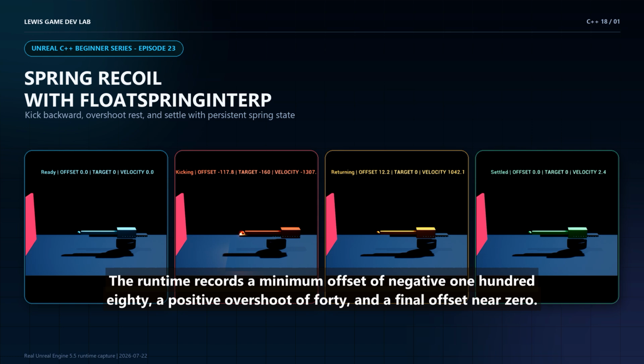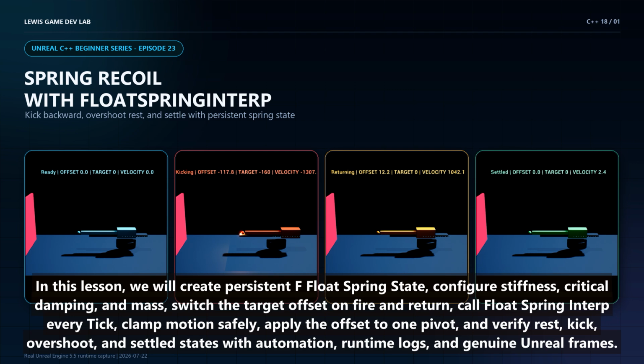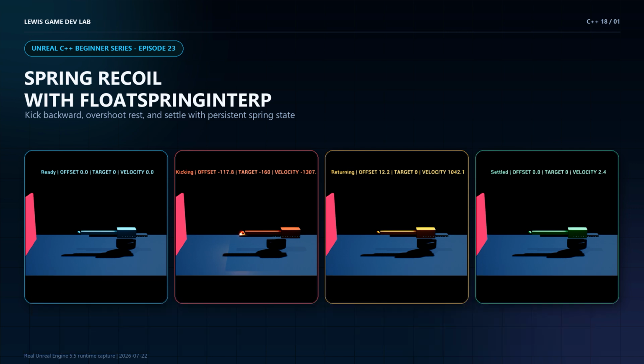In this lesson, we will create a persistent FFloatSpringState, configure stiffness, critical damping, and mass, switch the target offset on fire and return, call FloatSpringInterp every tick, clamp motion safely, apply the offset to one pivot, and verify rest, kick, overshoot, and settled states with automation, runtime logs, and genuine Unreal frames.